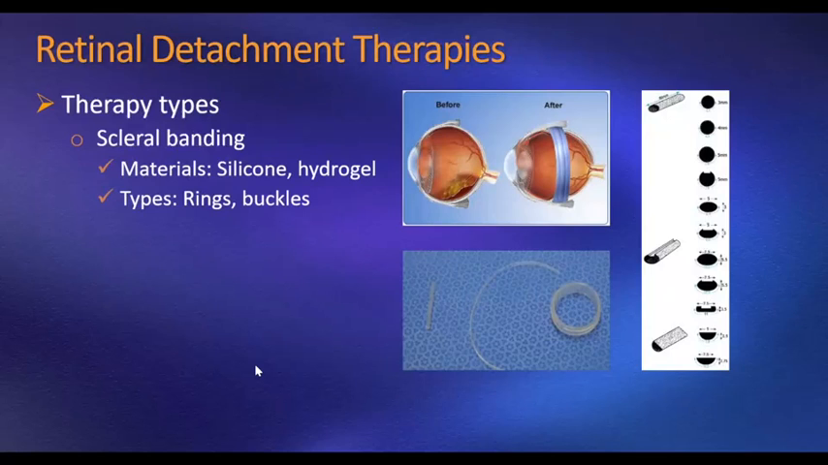Our next topic is retinal detachment therapies. There are different types, with scleral banding being one type that can be performed with silicone or hydrogel. These can be done with rings and buckles. Here we have the ring demonstrated in the drawing and on this operative picture. And the buckles can assume different shapes and different lengths as shown in this drawing.